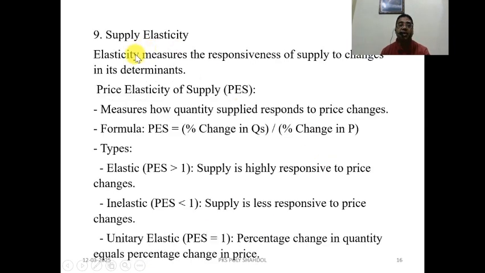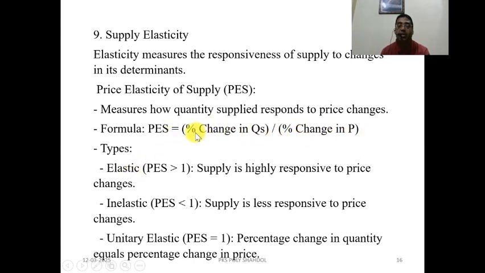Supply elasticity. Elasticity measures the responsiveness of supply to changes in its determinants. Price elasticity of supply, PES, measures how quantity supplied responds to price changes. PES is the percentage change in QS divided by the percentage change in P.